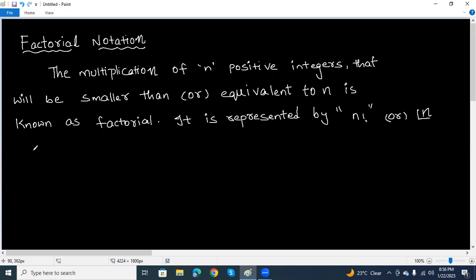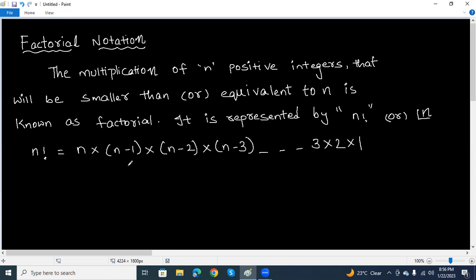The formula for n factorial is n times n minus 1 times n minus 2 times n minus 3, and so on, down to 3 into 2 into 1. So if I want to write any number's factorial, let us start with that number and decrease one by one till the last digit, 1.